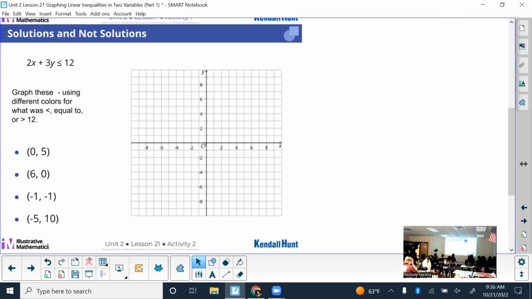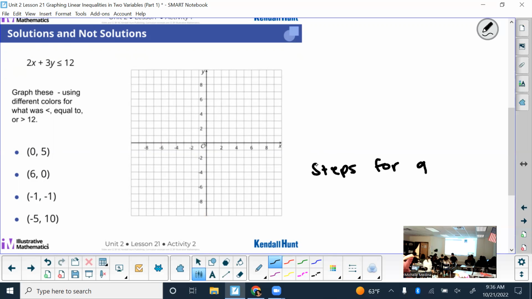So the main thing today is solutions versus not solutions. I have this linear inequality. It's actually the same one from the warm-up. Now, if I'm going to solve it by graphing, that's really the only way to solve linear inequalities is by graphing it. What form should it be in before I graph it? Good. So if you want to write these steps somewhere, those steps for graphing linear inequalities.